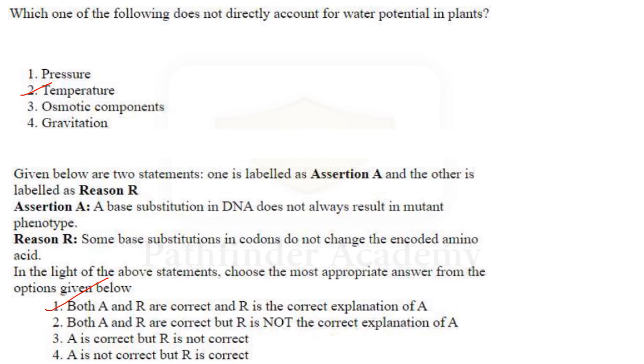Yes, because, okay, we'll see the reason. Some base substitutions in codons do not change the encoded amino acid. So base substitution in DNA does not always result in mutant phenotype is correct, and R is the correct explanation of that assertion. So in the light of the above statement, choose the most appropriate answer. So both A and R are correct, and R is the correct explanation of A.